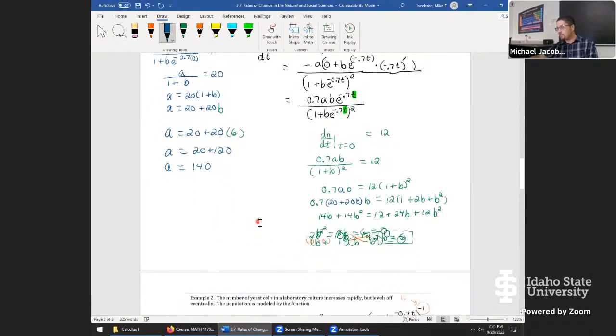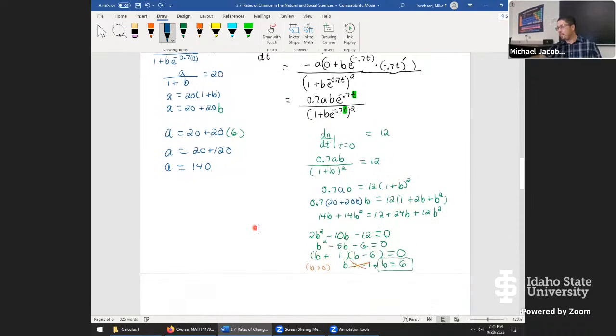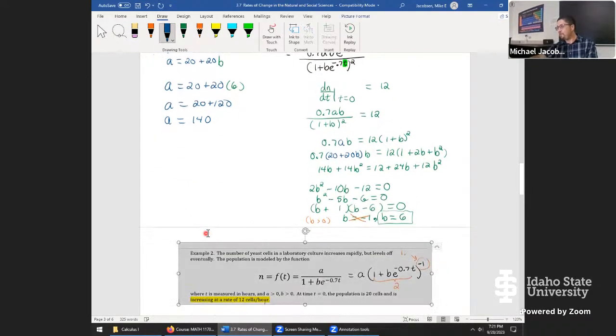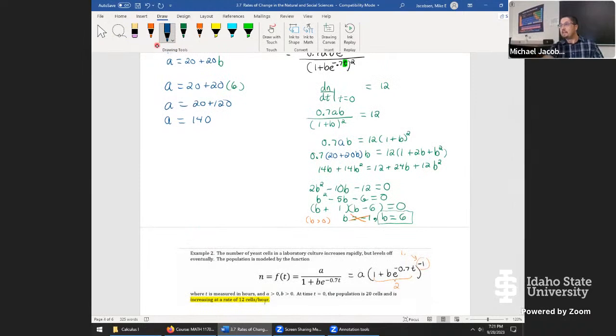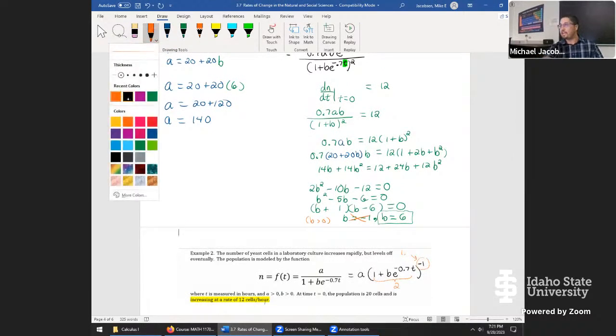Let me keep that right where it is. Okay, let me bring this up just for a moment. It's good to make a conclusion once you solve for A and B.